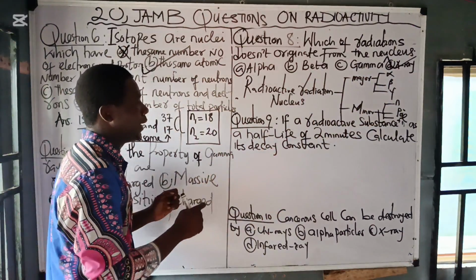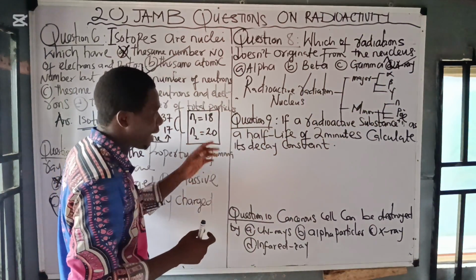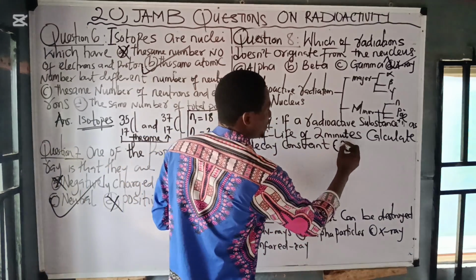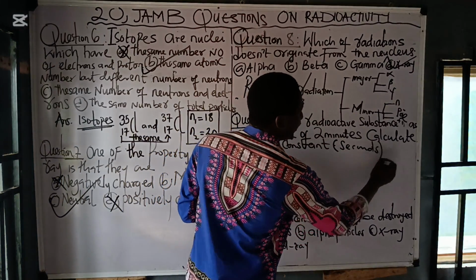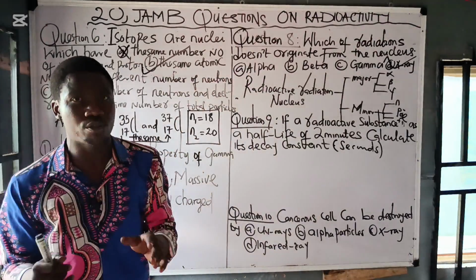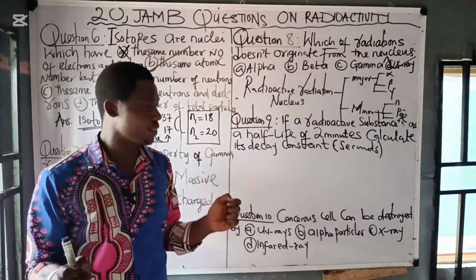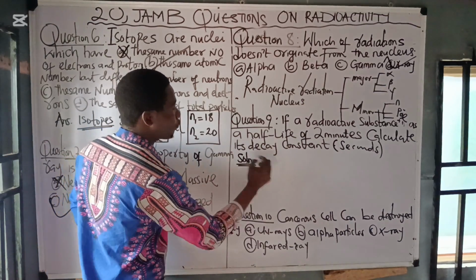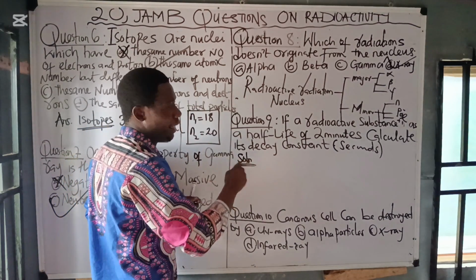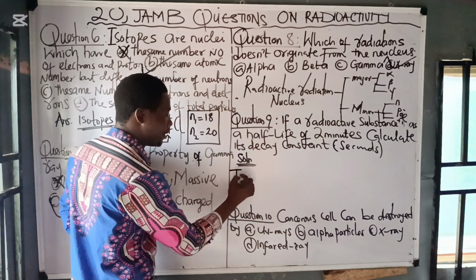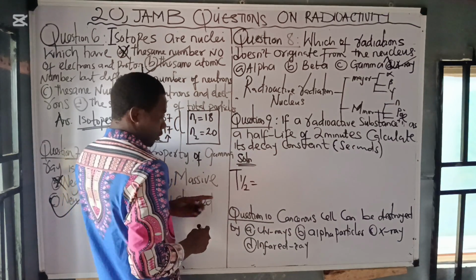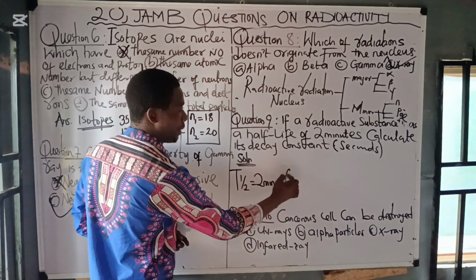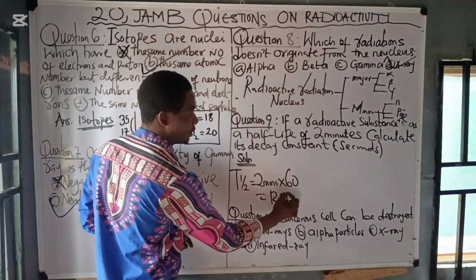D. Question number 9. If a radioactive substance has a half-life of 2 minutes, calculate the decay constant. Please calculate the decay constant for me in seconds. Yes, the options in this question were given in seconds, even though I didn't copy the options, but they were in seconds. So what do we do first of all? The first thing we have to do is to convert the half-life from minutes to seconds. The half-life is denoted with this symbol, 2 minutes. 2 minutes converted to seconds, we multiply by 60, so it's 120 seconds.